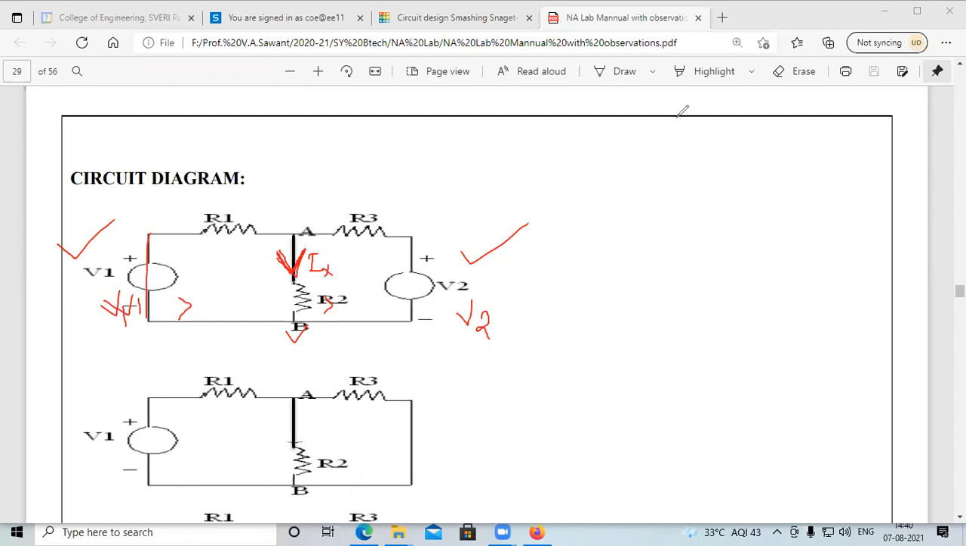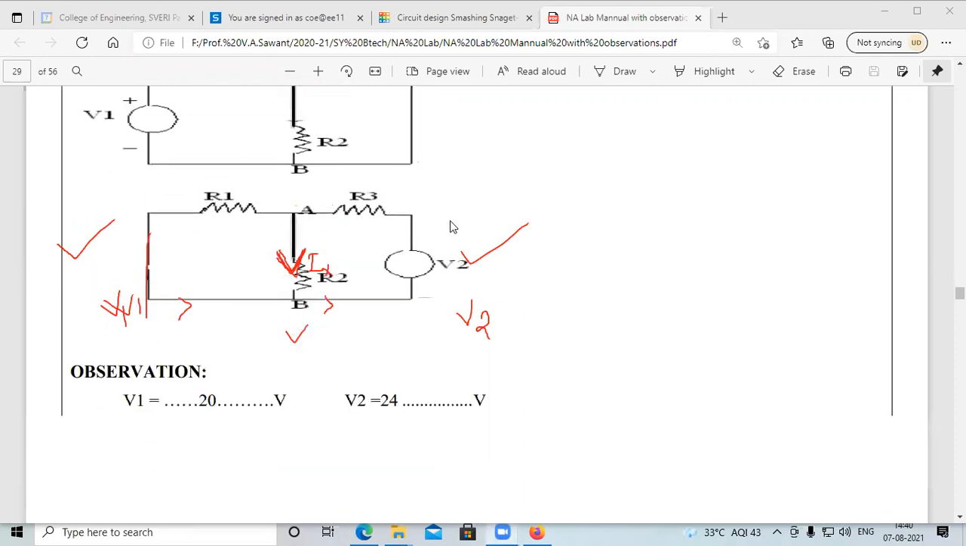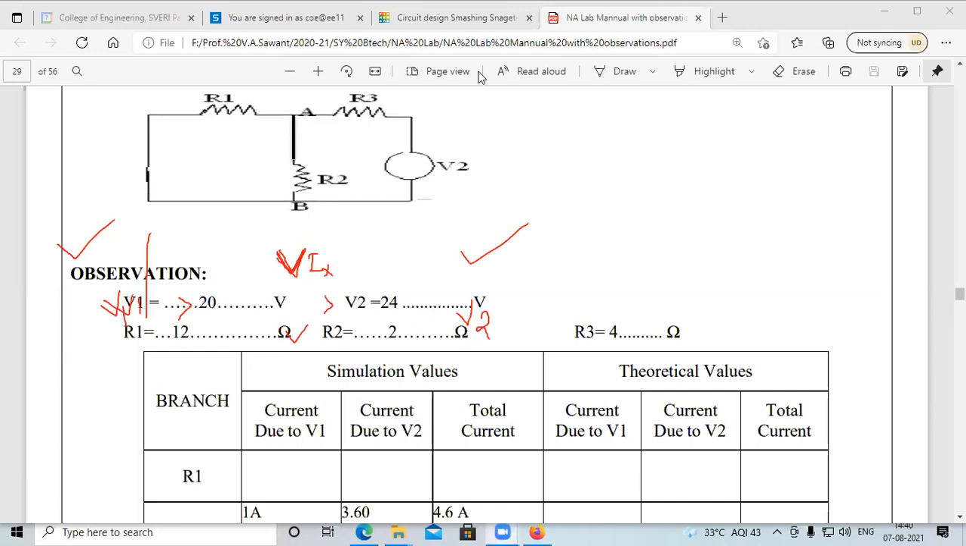First of all, we will do the theoretical calculation. First we will select the value of the resistors, then the voltages. So we have taken the observation.